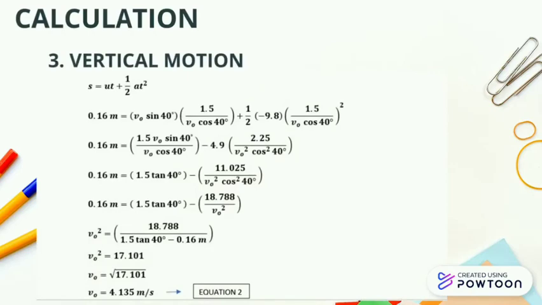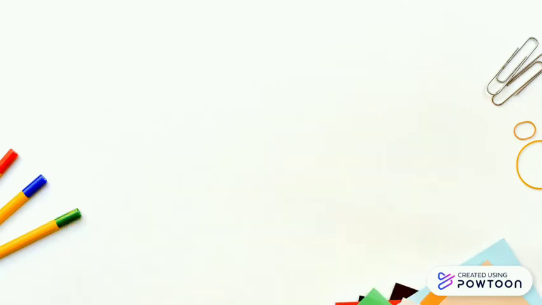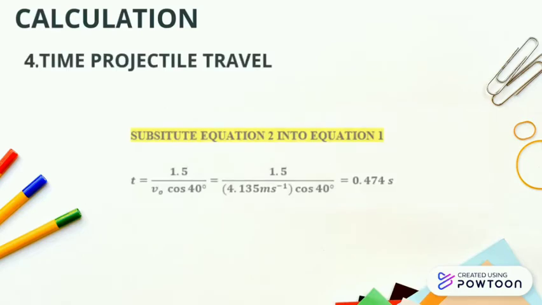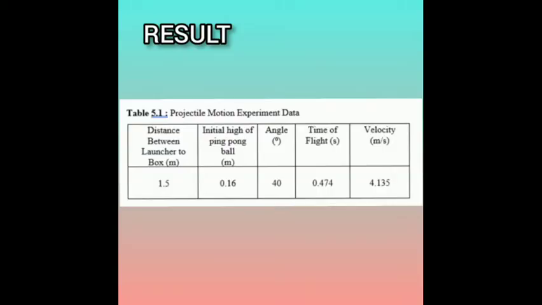So the value of the initial velocity is 4.135 meter per second. As we know the initial velocity, we can find the time of projectile travel. The time is equal to 0.47 seconds. The experiment was successfully conducted. All data obtained from the experiment are clearly tabulated in Table 5.1.